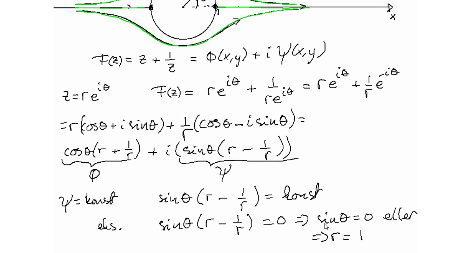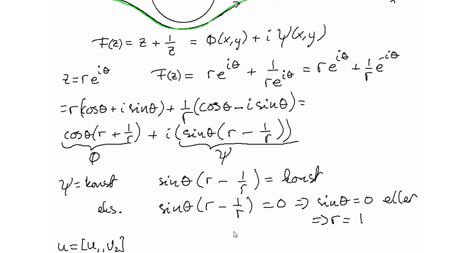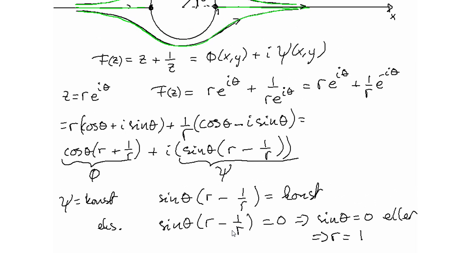So therefore sine of theta must be 0, or r must be equal to 1. So the only way of getting this equal to 0 is that r is equal to 1. So what does this mean? Well, it means that we have a streamline.